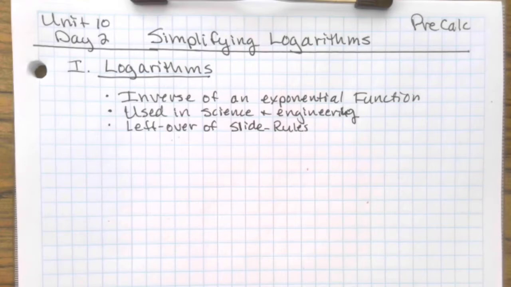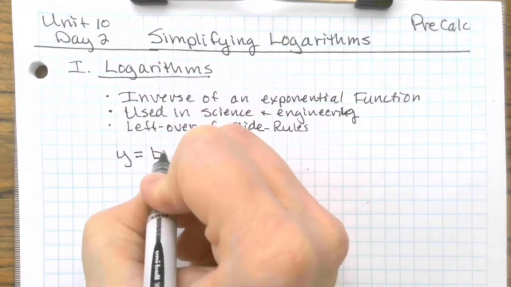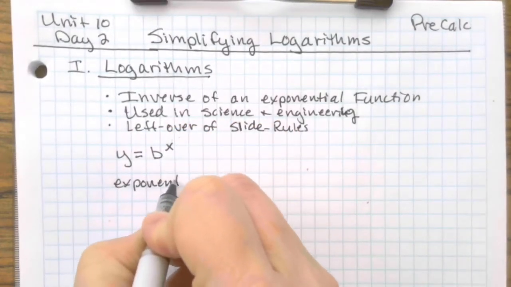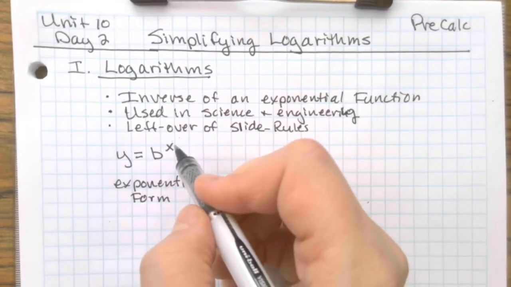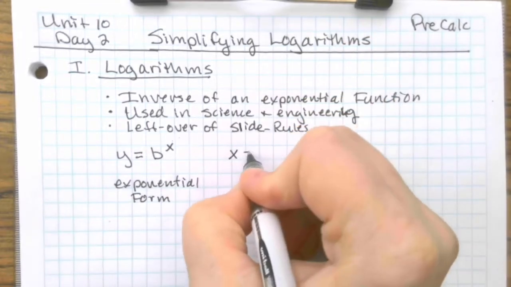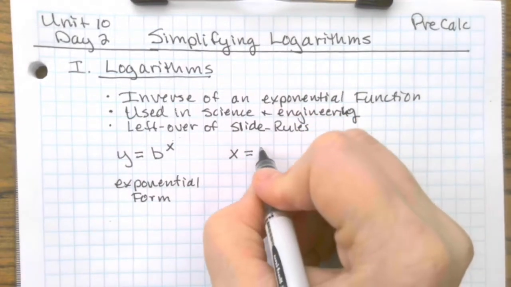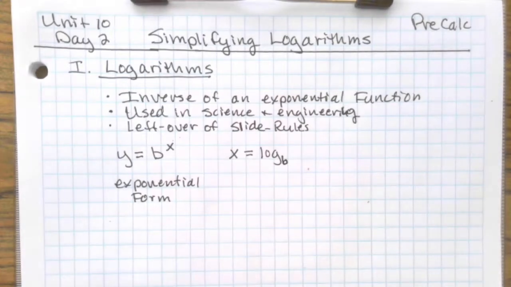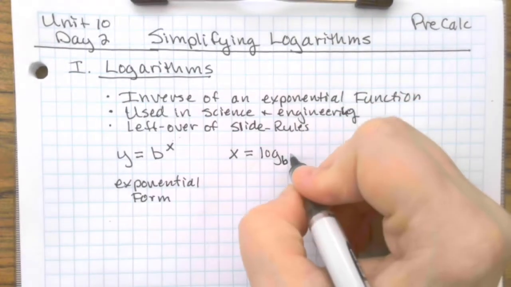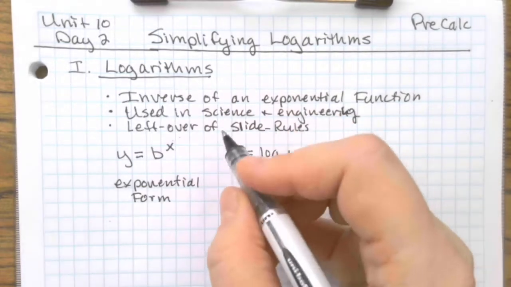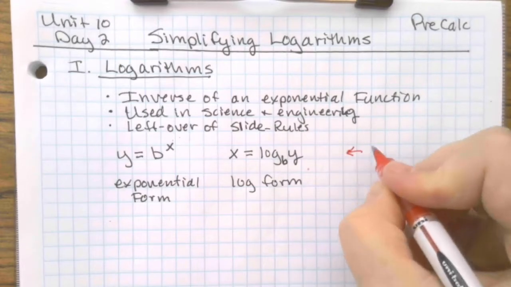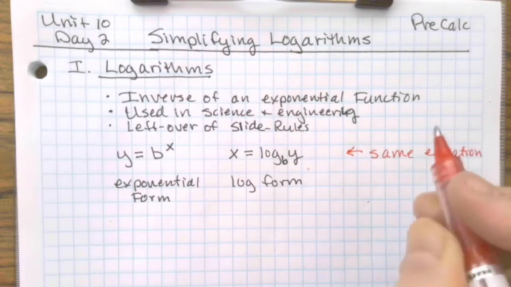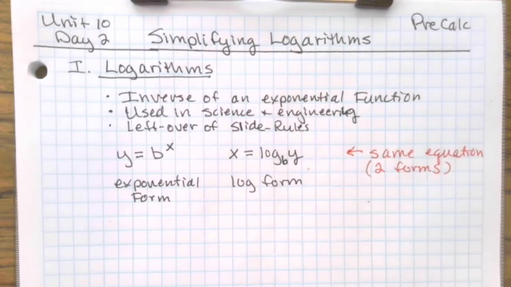So let's say that we have an exponent, y equals b to the power of x. This is your exponential form of an equation. In logarithms, basically the power goes on its own, and then you have your log with the same base as the exponent, so base b, it's a small subscript number, of y. And this is your log form. These two equations are actually the same exact equation, just two forms. And they're good for different things.